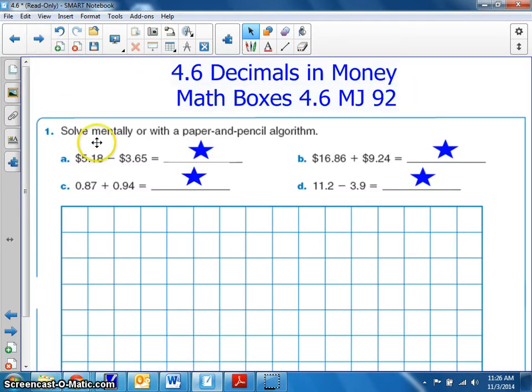You also need to make sure you know how to add and subtract decimals. If you know those, you should be set.